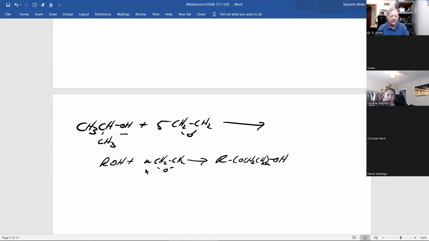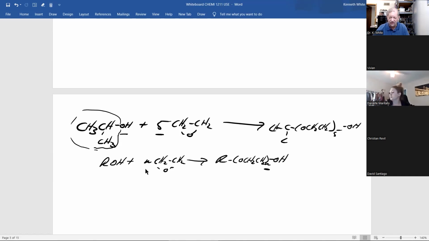And in this case, what's R? An isopropyl group. Then N is 5, so I'm going to have OCH2CH2, close bracket, what's N? 5, and then OH, and now I better put in the rest of the hydrogens, because you know there's 4 bonds to carbon.